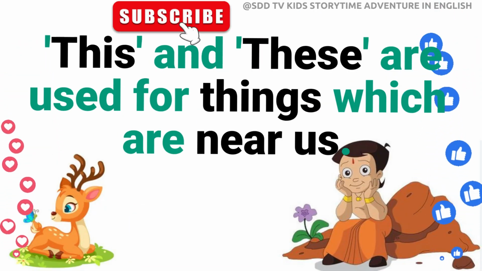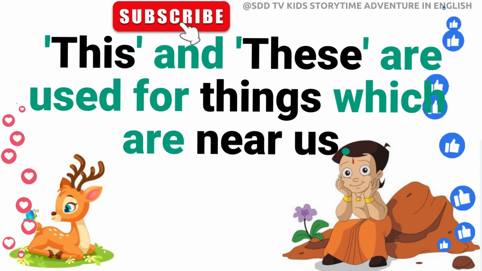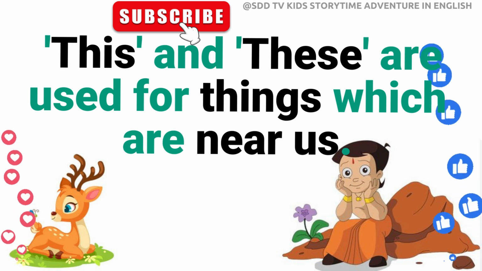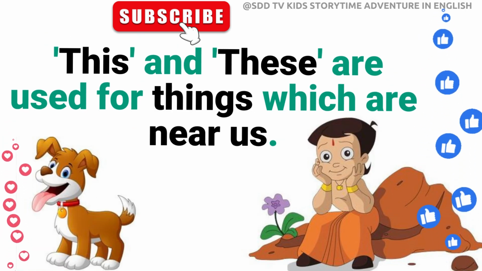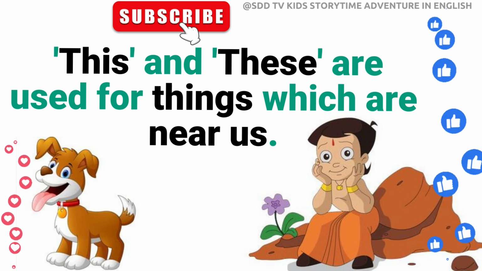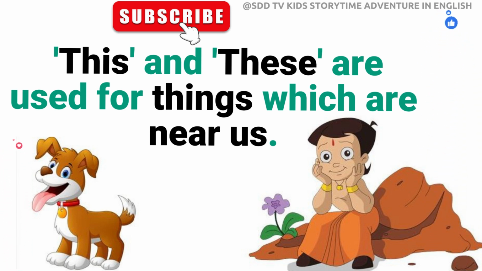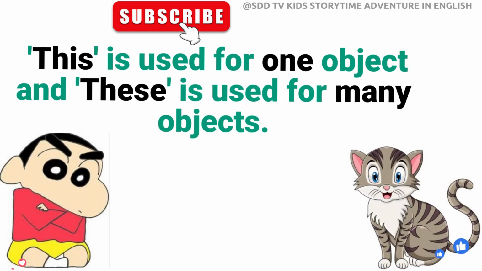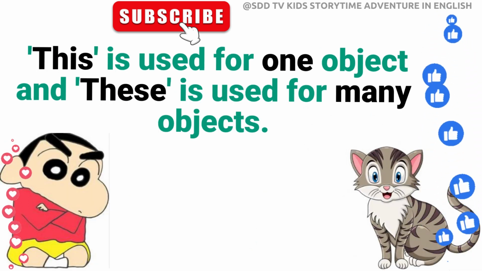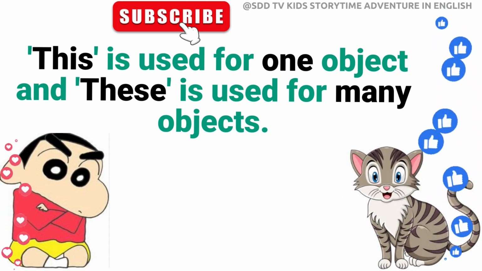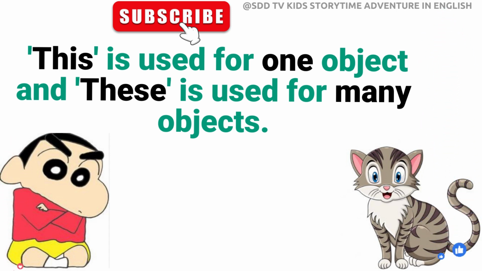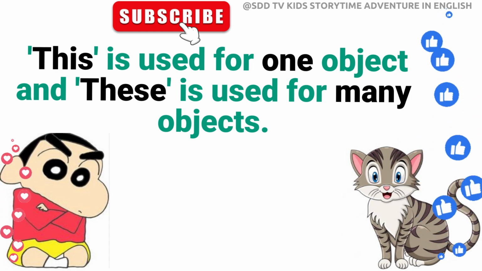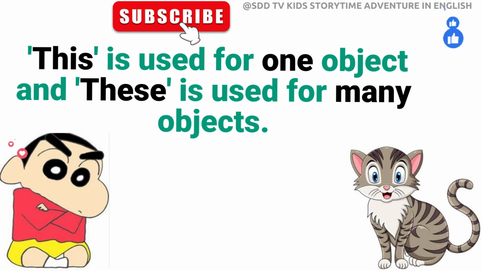This and these are used for things which are near us. This is used for one object and these is used for many objects.